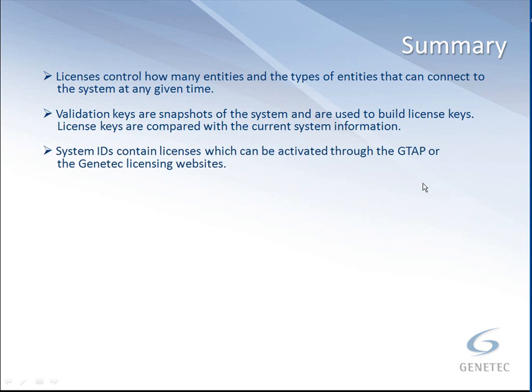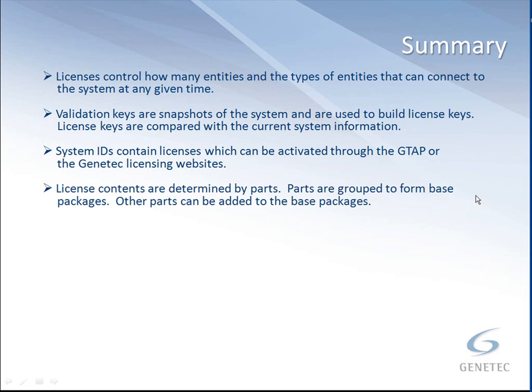System IDs are used to identify systems, and depending on the type of system, can be activated by various means, such as online activation or via the Genetec or GTAP websites. Most full licenses will be activated through the GTAP, with the exception of temporary demo licenses and older systems. The contents of licenses are controlled by the parts that have been added to it. A base package is used to group similar items that will be common for all licenses of that type, and other parts can be added to it from there. Some options come with a base package for free, and other license options are parts that are charged for.